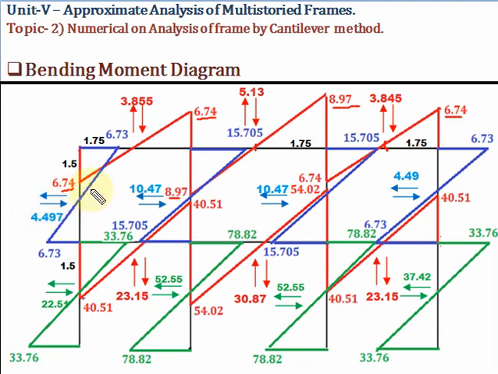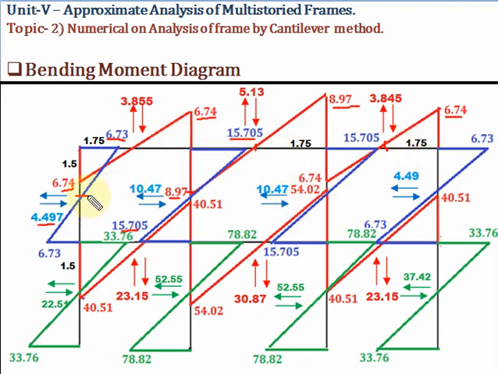Okay, now here, this is the vertical member. So for vertical member, this node number is 4. So here we'll consider H4. The value of H4 is 4.497 into the distance, that is 1.5. So what value are we getting? 6.72. Now this is the node number what? H5. So value of H5 is 10.47 into the distance, that is 1.5. We are getting the value 15.705.